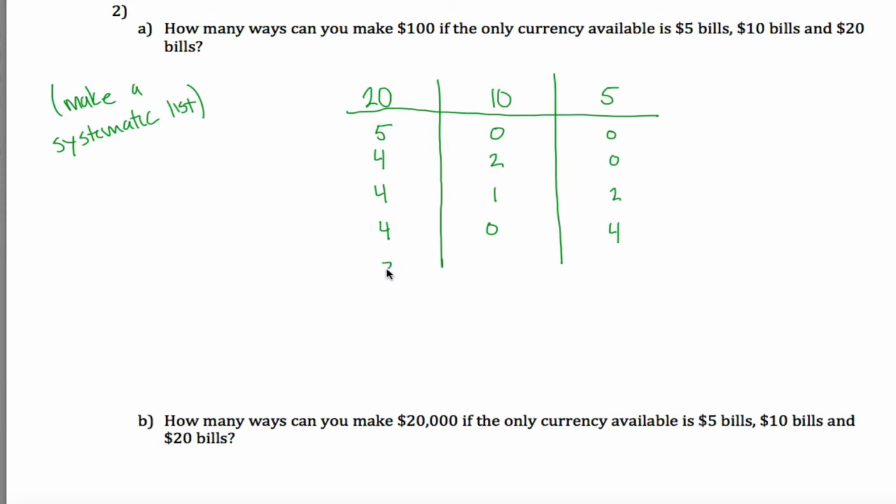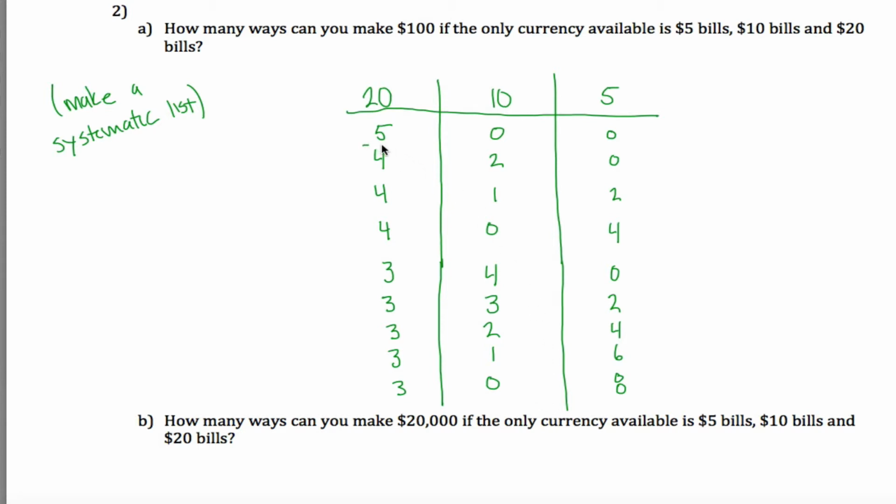So what about 3 20s? Well, if I had 3 20s, that's $60. So I could have 4 10s and no 5s. Or I could have 3 10s and 2 5s. Or I could have 2 10s and 4 5s. Or I could have 1 10 and 6 5s. Or I could have 0 10s and 8 5s. And you can keep going down here and actually list them all out.